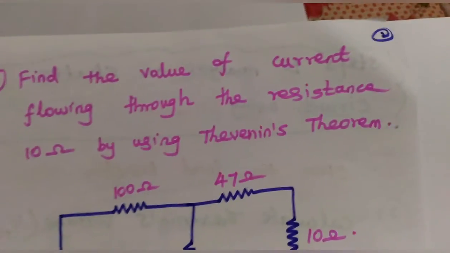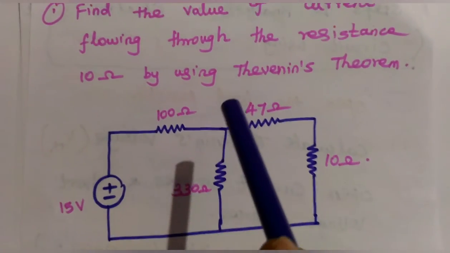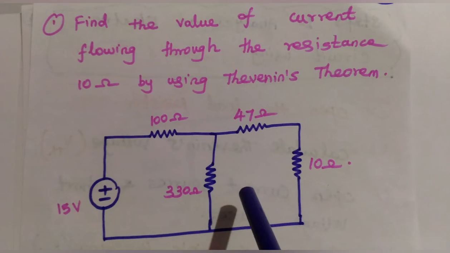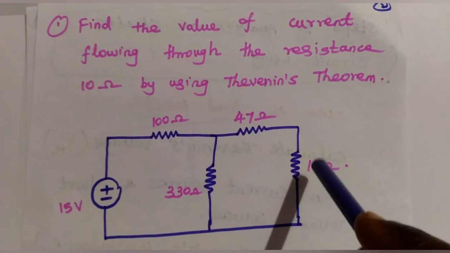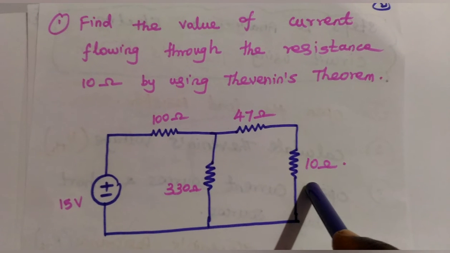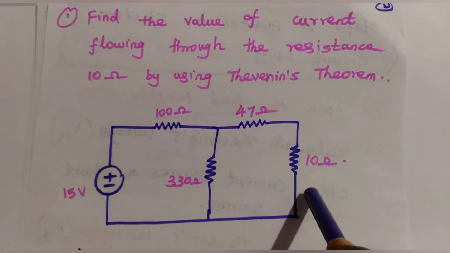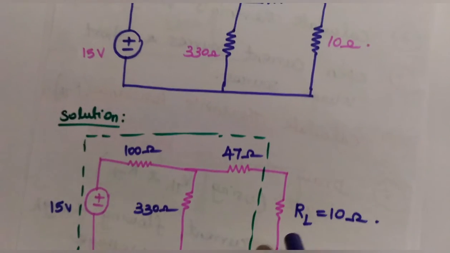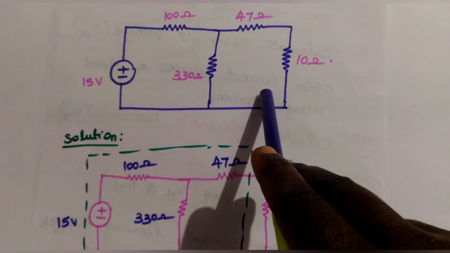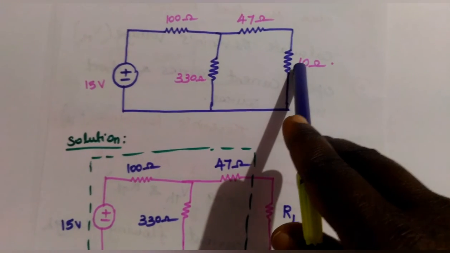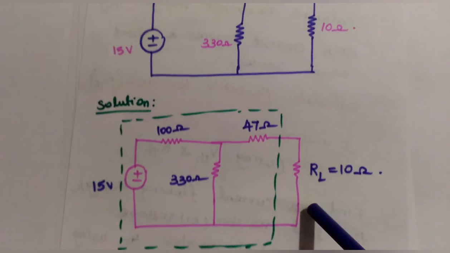Here is the problem. Find the value of current flowing through the 10 ohm resistance by using Thevenin's theorem. This is the circuit given, and in this network our requirement is to find the value of current flowing through the 10 ohm resistance. Since the question asks for the current through the 10 ohm resistance, we consider the 10 ohm resistance as the load resistor.